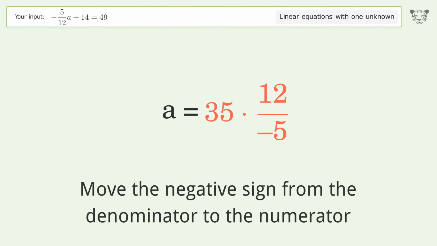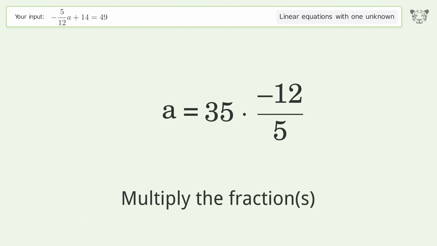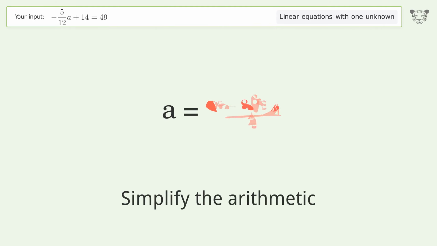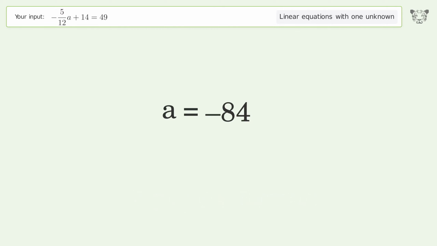Move the negative sign from the denominator to the numerator. Multiply the fractions. Simplify the arithmetic. And so the final result is a equals -84.